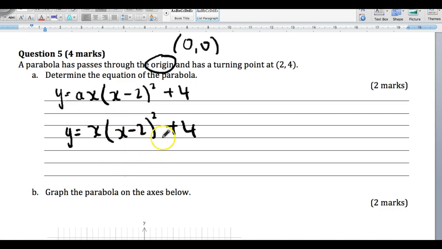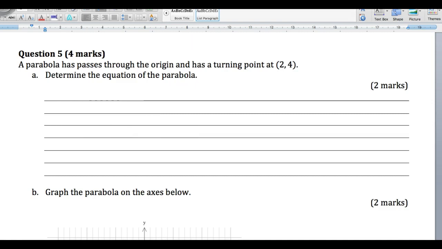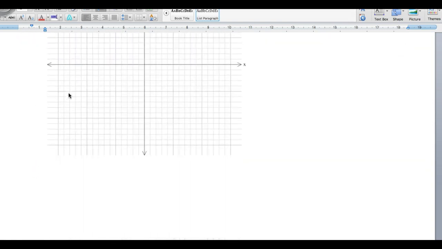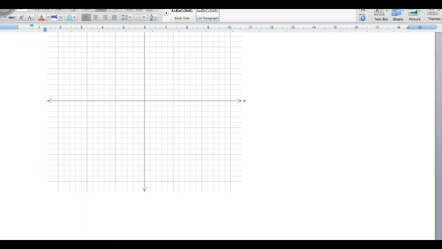Okay, so let's just say there's no dilation factor. So we have this as an equation. So when we're graphing that, we've got a turning point at 2, 4, and we're going through the origin. Let's go down here. So there's the origin, turning point at 2, 4. So let's just say 2, 4 is here. Okay, so we're just going up by 2, 4.